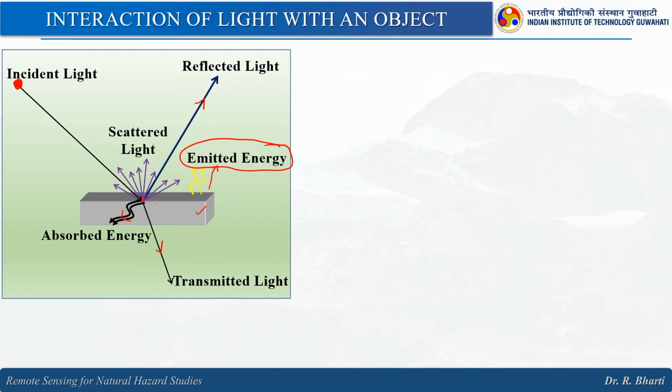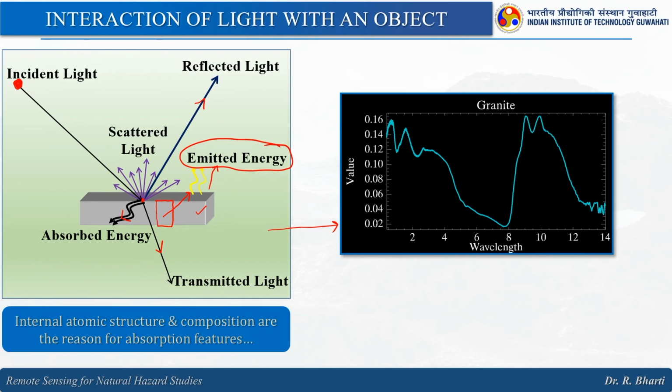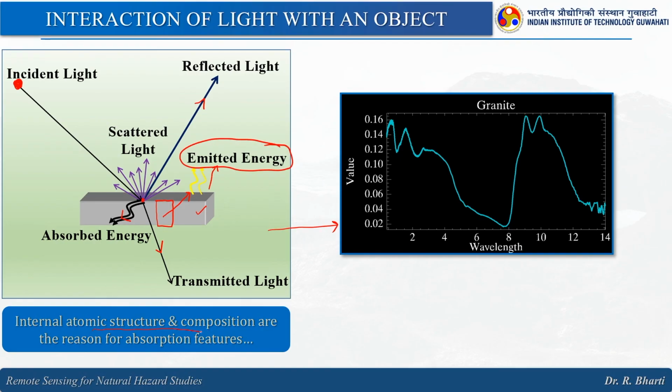Why? Because this volume of the material is absorbing the energy, and this whole volume is responsible for this emitted energy. So, using this information, we can generate this kind of spectra that we will discuss in coming slides. What controls this interaction is the internal atomic structure and the composition, right. These are responsible for producing this kind of characteristic spectra for a given material. This is for granite.